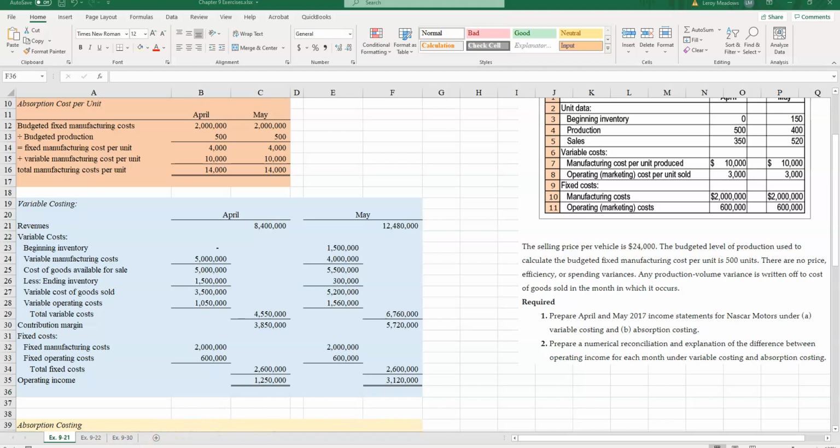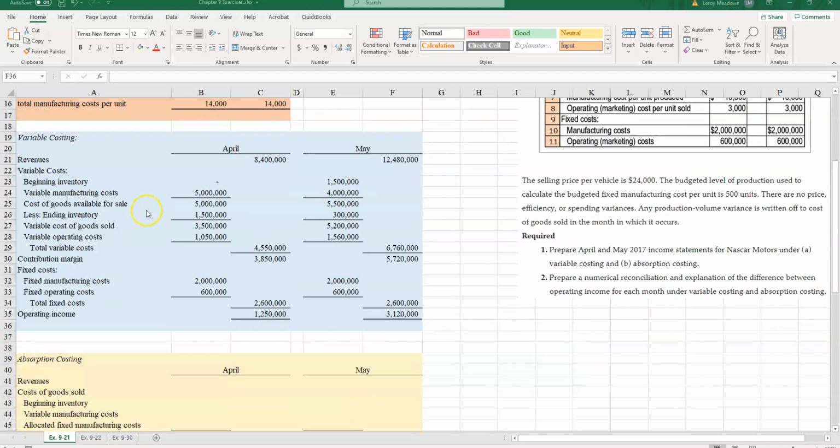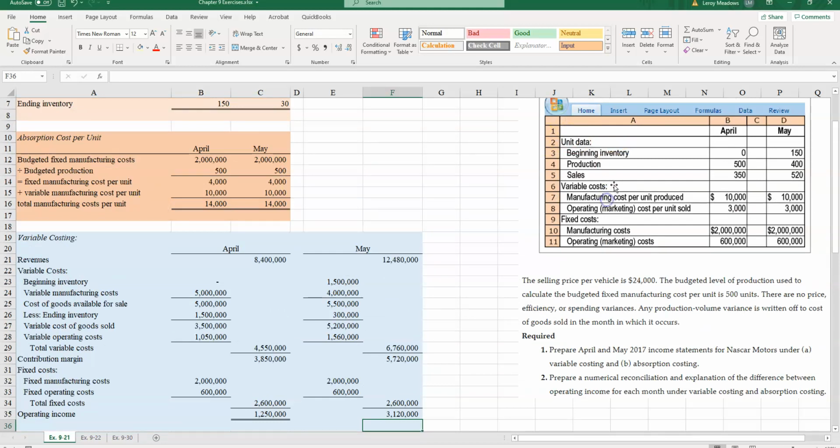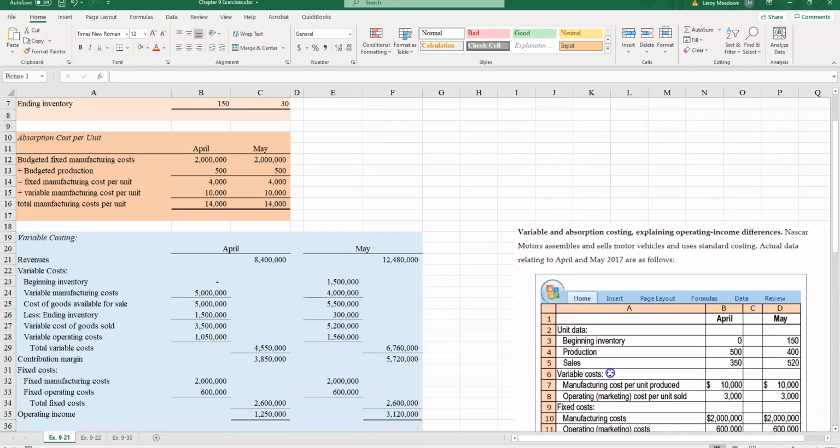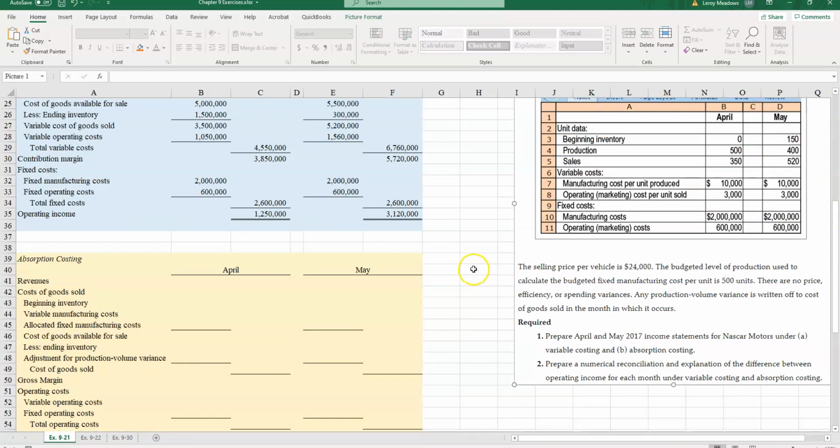Now let's take a look at computing our operating income under absorption costing. And under absorption costing, remember, our full manufacturing costs per unit are $14,000, not just the $10,000 of variable manufacturing cost per unit. Why? Because we're looking at fixed manufacturing cost per unit in addition to variable manufacturing cost per unit. So under absorption costing, our product costs are going to be $14,000 per unit. So now I'm going to bring this down here a little bit so we can relate to the amounts here.